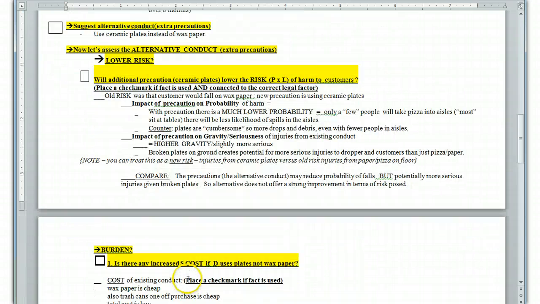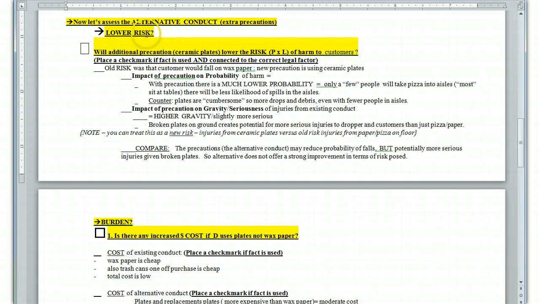Remember, when we look at the alternative conduct, there's two big things we have to ask. Does it lower the risk? If the alternative conduct does not lower the risk, then no one is going to say that the defendant should have taken these additional precautions. We'll also want to look at the burden posed. So our inquiry first is whether the additional precaution that we are suggesting that Marvin had to take using ceramic plates will actually lower the risk of harm to customers. You want to work out what the impact of the precaution is on both the probability of harm and on the likely gravity of the harm.